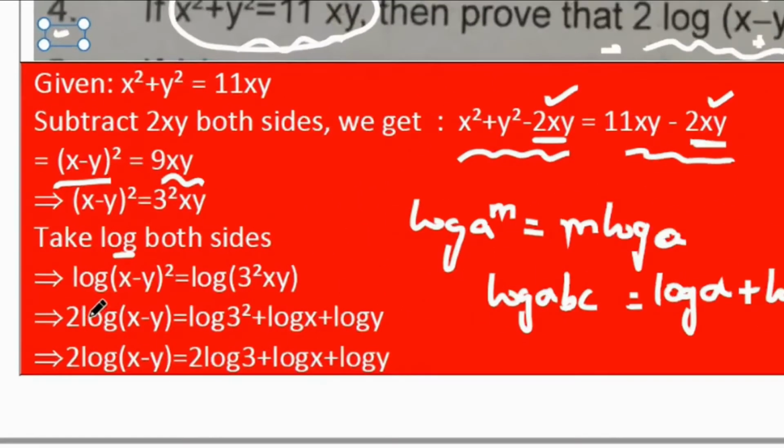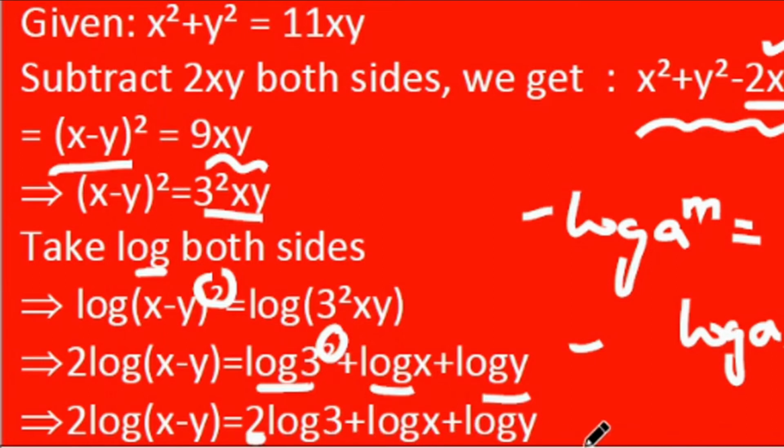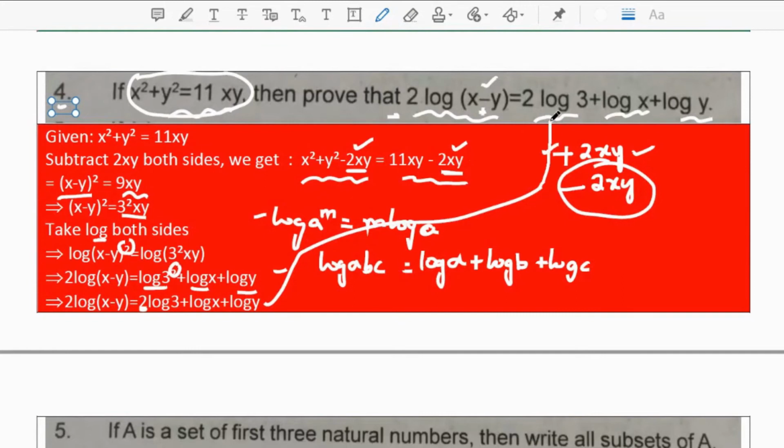As we have taken log on both sides, log (x minus y) whole square is equal to log 3 square xy, since 9 can be expressed as 3 square. So I am applying the formula: 2 log (x minus y) is equal to log 3 square plus log x plus log y. These two formulas I am applying in this step, students. So 2 log (x minus y) is equal to, this 2 will come to the starting of the logarithm, 2 log 3 plus log x plus log y, which is what we have to prove in this problem.